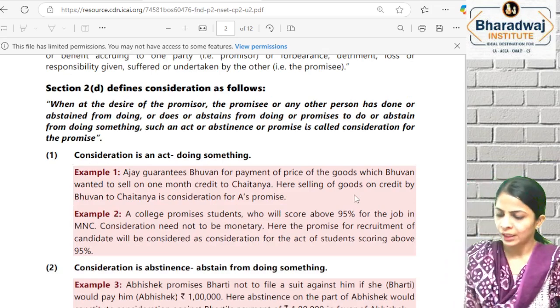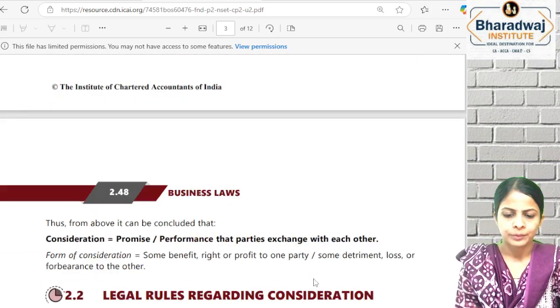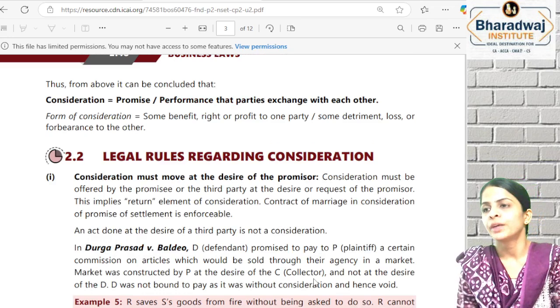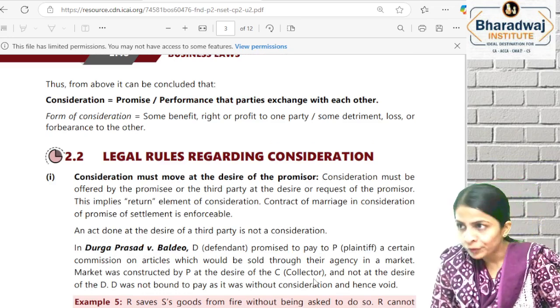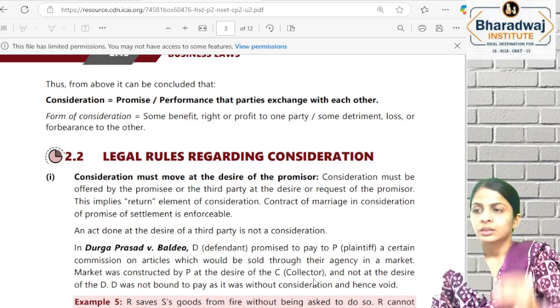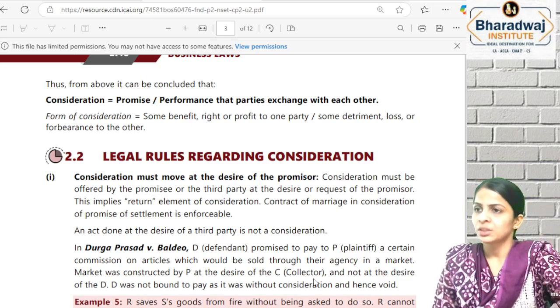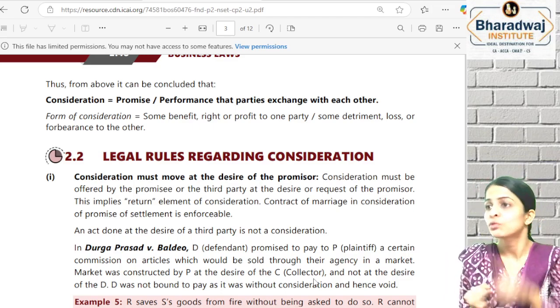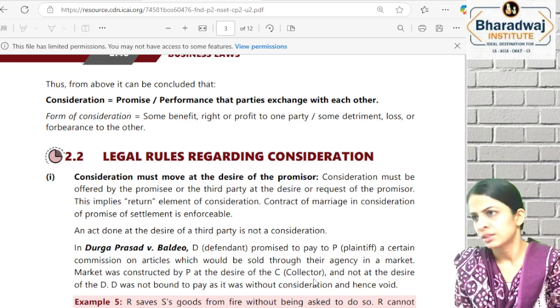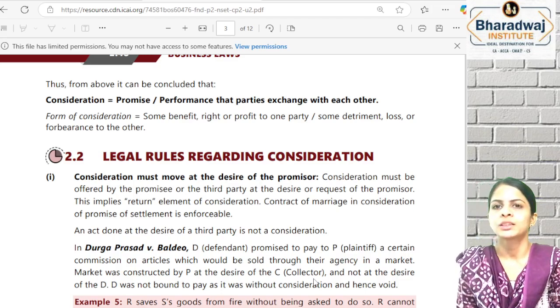Rules regarding valid consideration. First one, consideration must move at the desire of the promisor. If the offerer has asked something, the offeree, or the acceptor, has to give that only. If he has asked for money, he has to give that. If he has asked for gold, that only has to be given as consideration. Clear? So it has to move at the desire of the promisor.